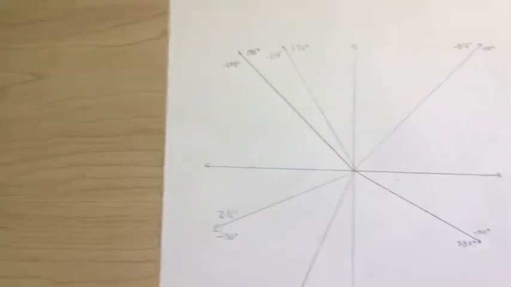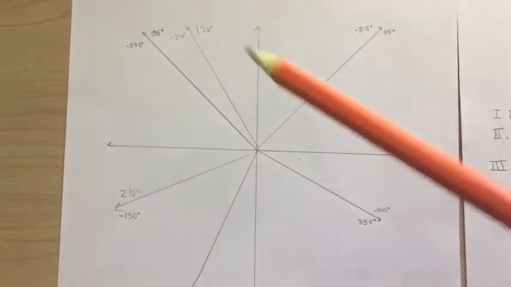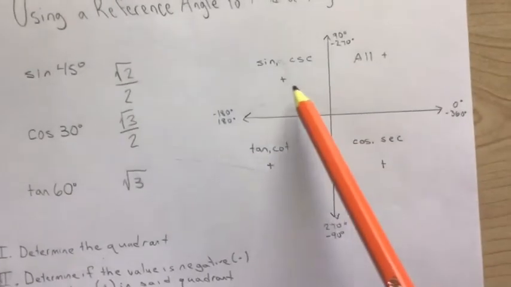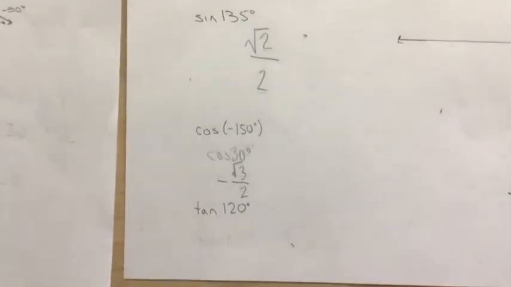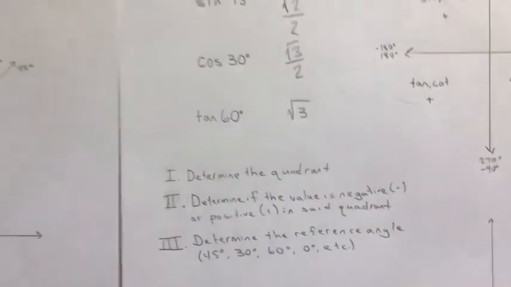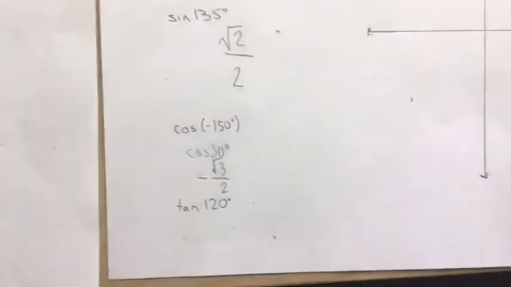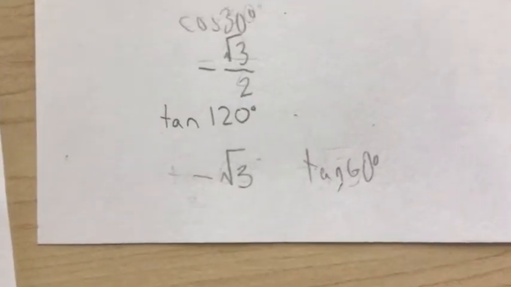Now next, since it's in the second quadrant, we have to determine if that quadrant has a negative or positive tangent value. So if we look in the second quadrant here, we see that only the sine and the cosecant are positive, not the tangent. Basically what we'll do is take the tangent of 60, which equals root 3, and make that negative. So our answer is negative root 3.